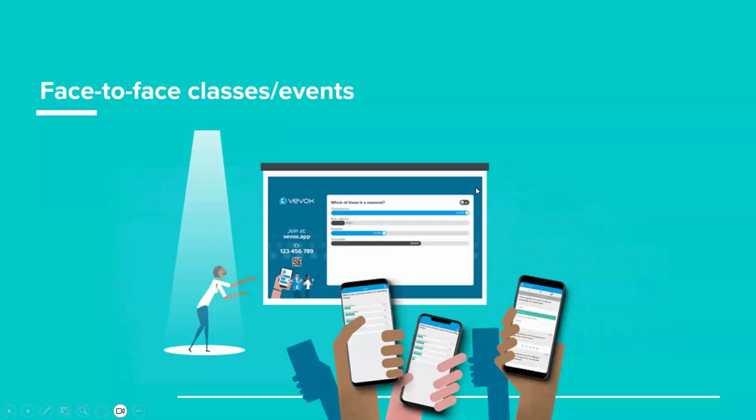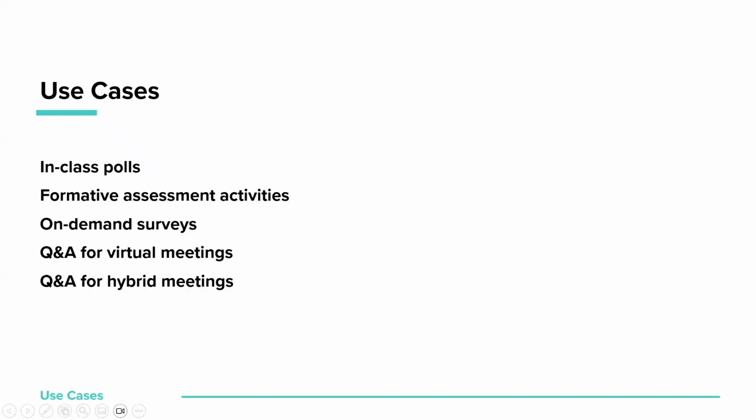And similarly, that means that you could have something that's hybrid. So you could have people in the room joining the Vevox session, but also people at home being able to join at the same time. So that's really handy. So just some other use cases here. We've got in-class polls, formative assessment activities, on-demand surveys, Q&A for virtual meetings or Q&A for hybrid meetings. So there's a lot of things you can do with Vevox. And I'm going to switch to the demo now.